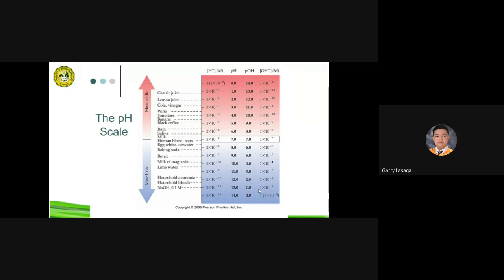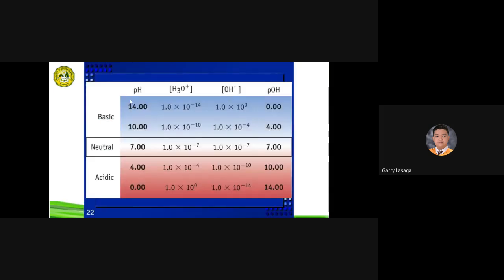So a pOH of 1 indicates that there is a greater number of hydroxide ions as compared to a pOH of 7. So this is another diagram showing the pH of a basic solution, neutral solution, and an acidic solution.